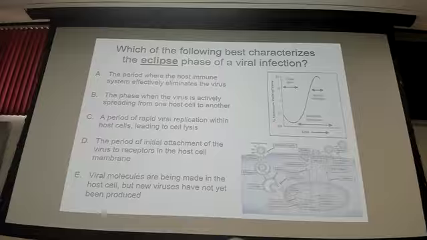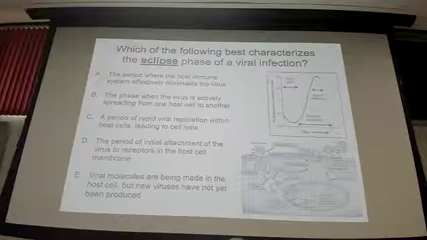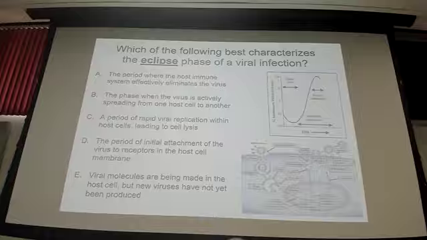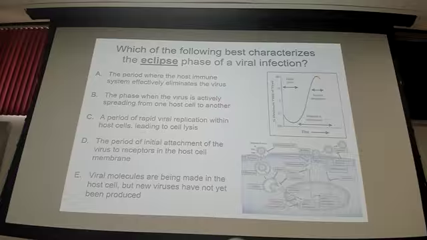What about option A, a period where the host immune system effectively eliminates the virus? No, that would be more like which side of this curve do you think? When you're starting to get a decrease of those virus particles because the immune system is clearing them out, that would describe that aspect. What about option B, the phase where the virus is actively spreading from cell to cell? Not really, right? Because this happens at greatest magnitude during the exponential phase here, and the eclipse phase here.